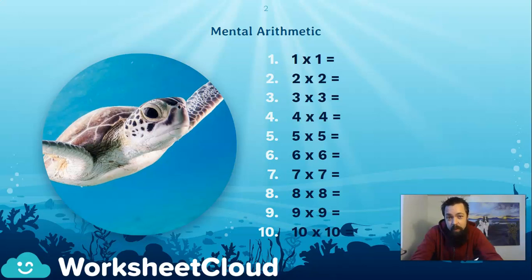1 times 1 is 1. 2 times 2 is 4. 3 times 3 is 9. 4 times 4 is 16. 5 times 5 is 25. 6 times 6 is 36. 7 times 7 is 49. 8 times 8 is 64. 9 times 9 is 81, and 10 times 10 is 100. If you missed any of those, just pause the video, rewind it, watch it again, mark it, see how you did.